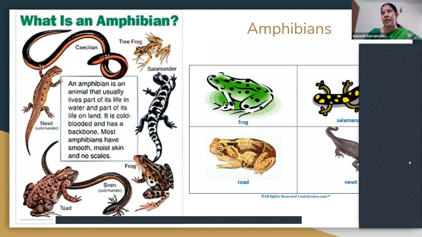Then we are talking about amphibians. An amphibian is an animal that usually lives part of its life in water and part of it on land. Again, this is also cold-blooded and has a backbone. But most amphibians have smooth and moist skin and they don't have scales. It will be very smooth. And you can give a few examples.